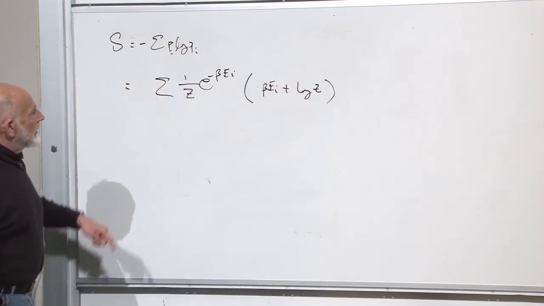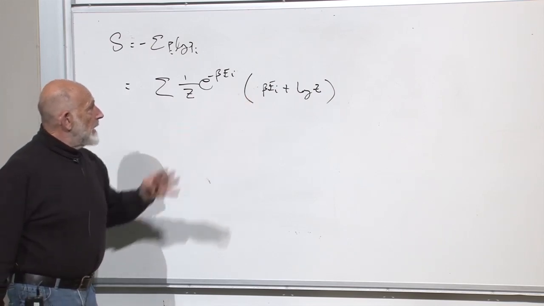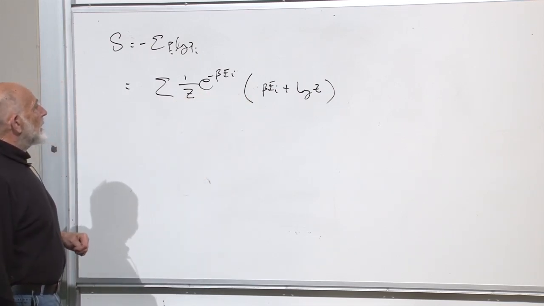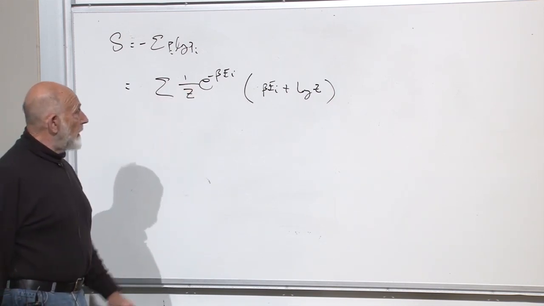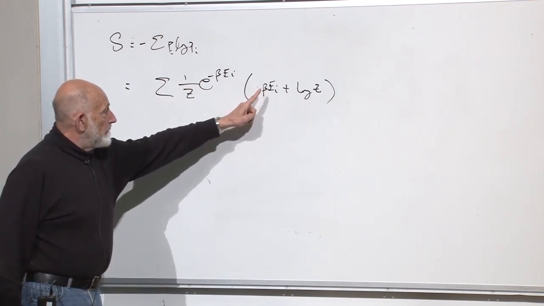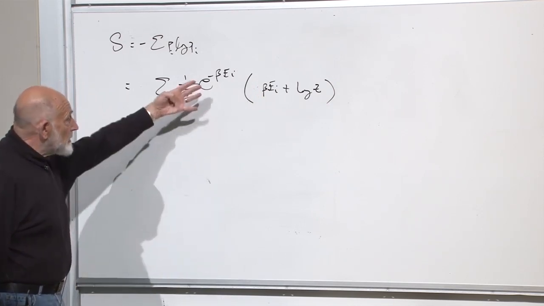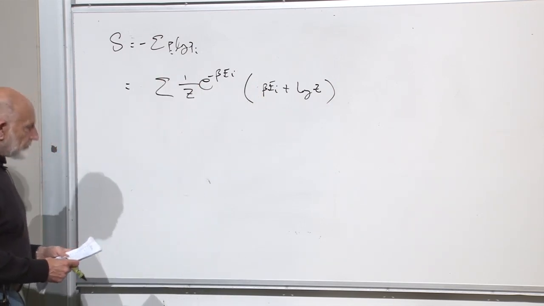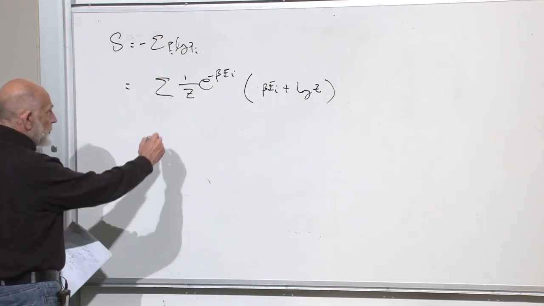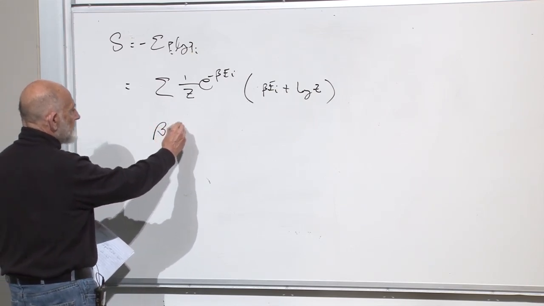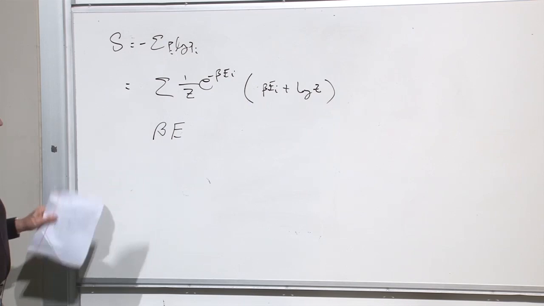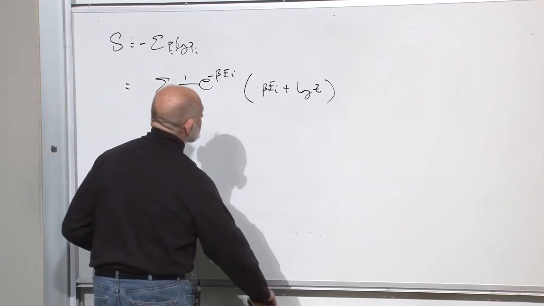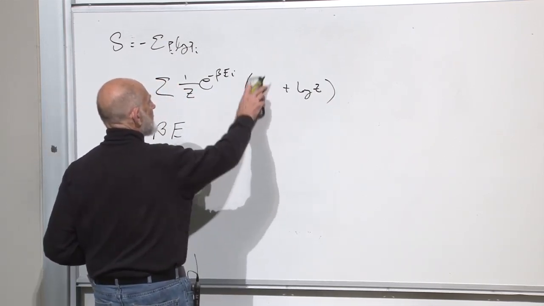And then if you remember, the first term here is just beta times the average energy. Probabilities for I times E sub I, when summed, is just the average energy. So the first term just gives us beta times the thing we've been calling E, the average energy. Okay, so let's get rid of it. We got it. Now let's get the second term here.